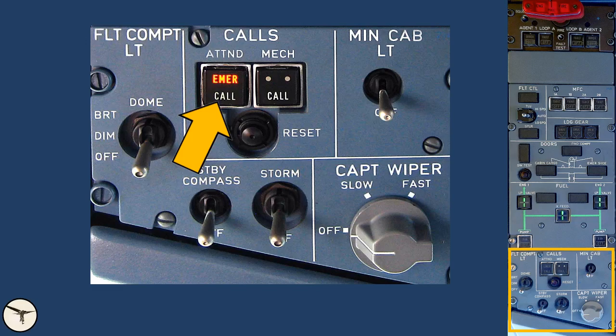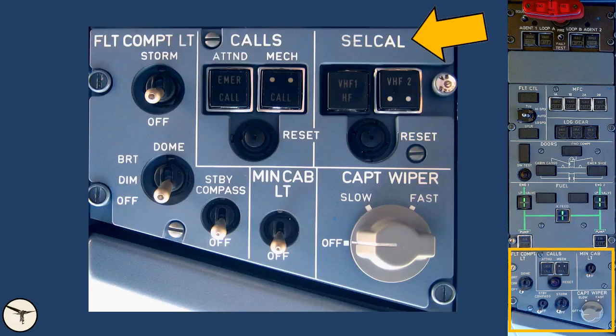The attendant call allows the pilot to call to the cabin crew and vice versa. The mechanic call activates a horn in the nose gear bay to catch the attention from the ground crew. If the aircraft is equipped with self-call, then the panel looks like this.